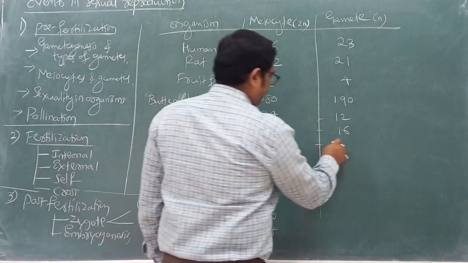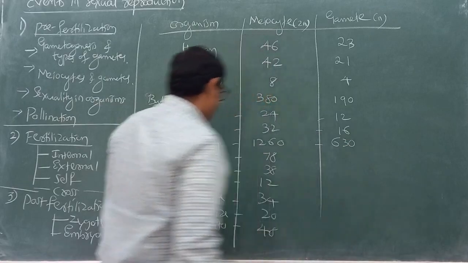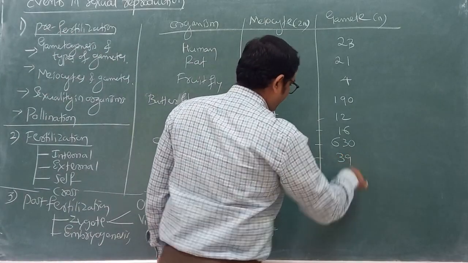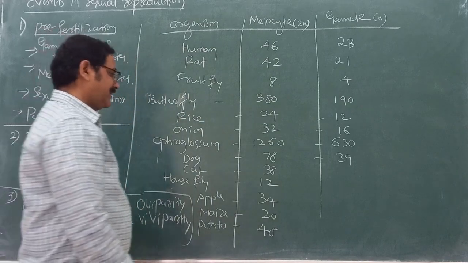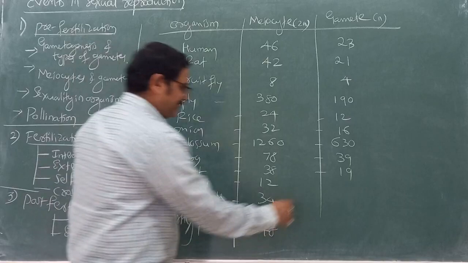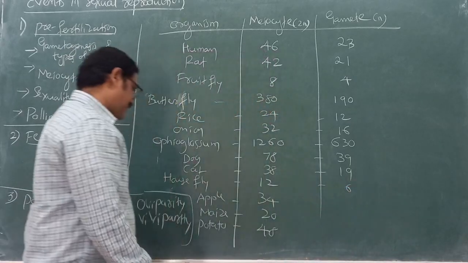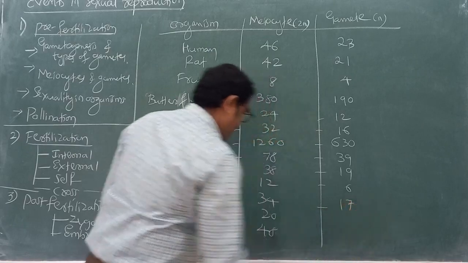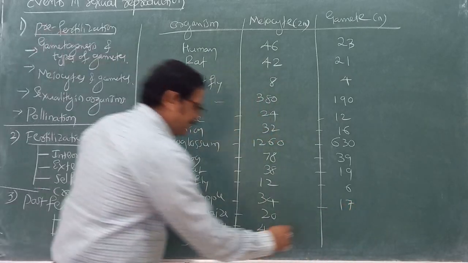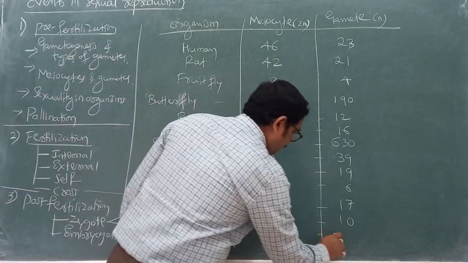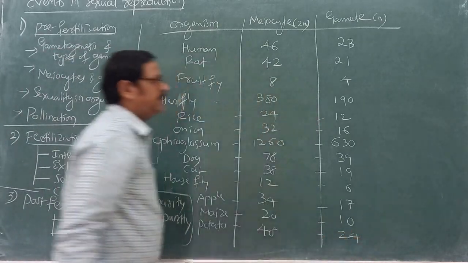Ophioglossum 630. Then dog 39. Cat 19. Then housefly 6 in its gametes. Apple chromosome number 17 in its gametes. Maize 10 chromosomes in its gametes. Potato 24 in its gametes.